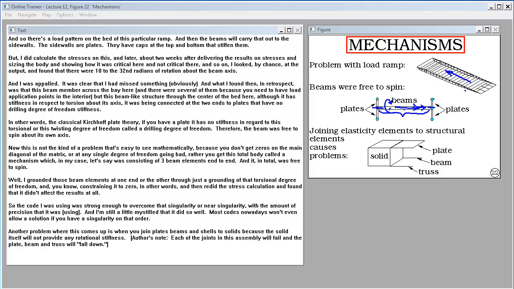Another problem where this comes up is when you join plates, beams, and shells to solids, because the solid itself will not provide any rotation.